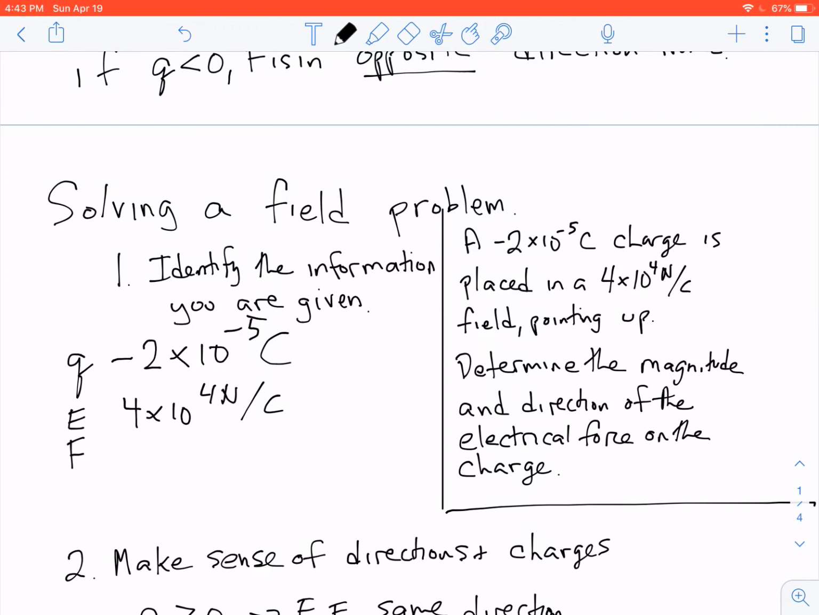Now charges will always have the units of coulombs. Forces will have units of newtons, and electric fields will have units of newtons per coulomb. This makes it very easy to identify which of them is which.